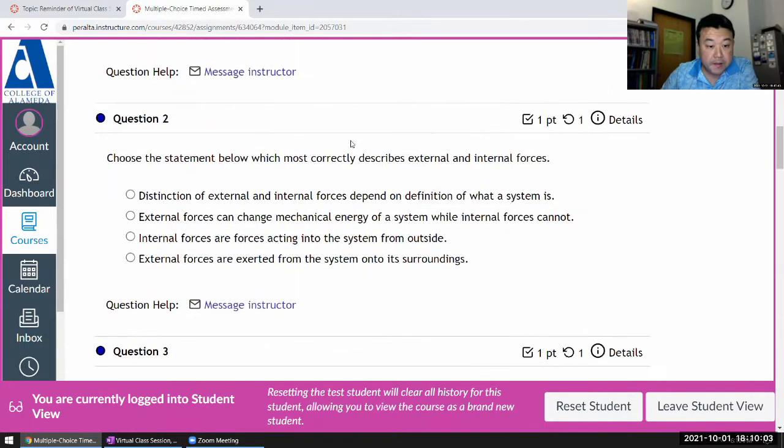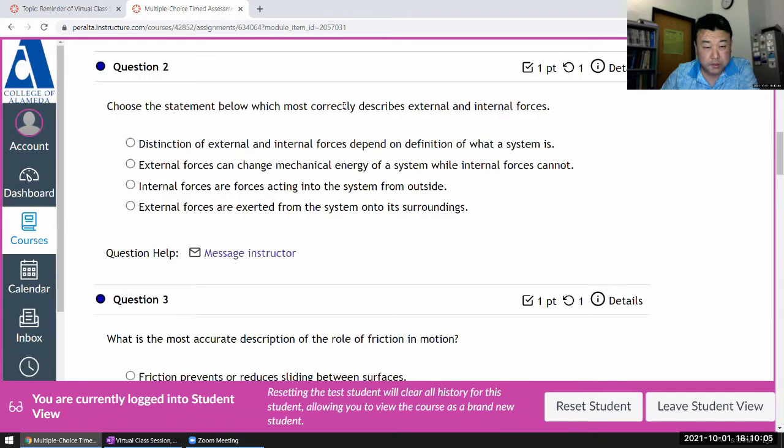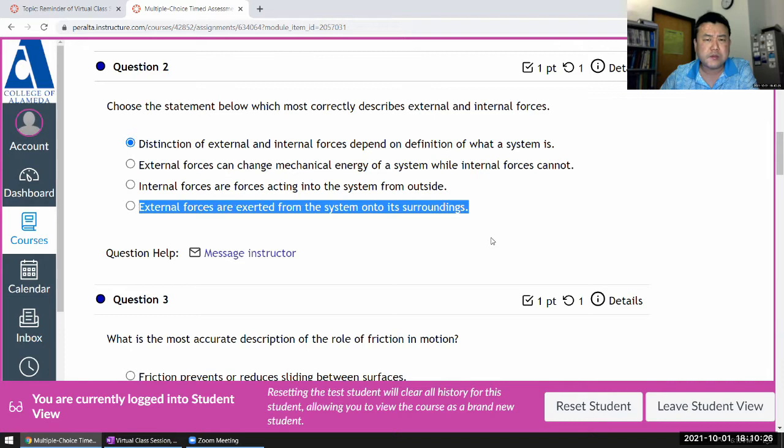Okay. Choose a statement which most correctly describes external and internal forces. It depends on what our system is. Let me just check the rest. Yeah, the rest are distractors. This is a kind of tricky one, but as you are identifying forces, you are always concerned with the system. You don't draw the free body diagram of the surroundings and whatnot.